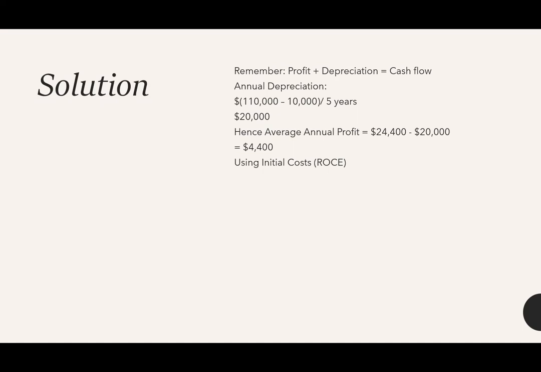Now, if I have to use the initial capital cost to find out the return on capital employed, I'm just going to simply divide it by 110,000. So 4,400 divided by 110,000, you get 4%, and that is considered to be your return on capital employed based on initial capital cost. However, in the next part of the question, it was asked using average investment.